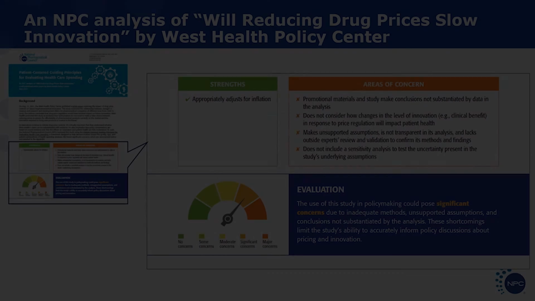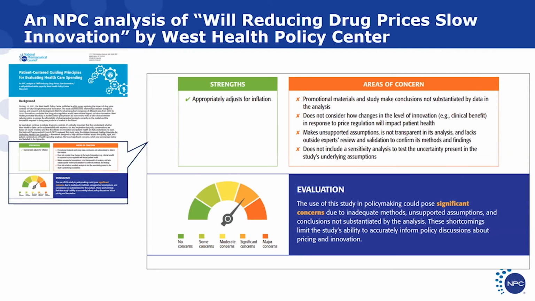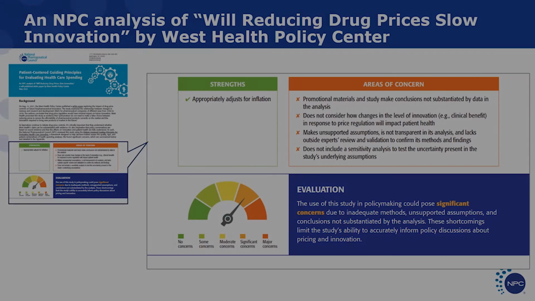I want to highlight one additional resource that's available, and that's an evaluation by NPC of a West Health policy paper titled, "Will Reducing Drug Prices Slow Innovation?" In this assessment, we use the guiding principles for evaluating health spending. This is a complete example and template that you can use to conduct your own analysis. Second, it also highlights one of the main points from this set of guiding principles, and that's the need to keep conclusions and recommendations within the context of your results.